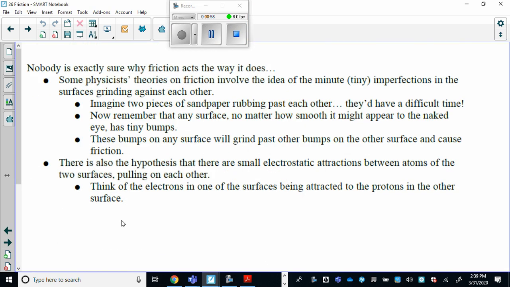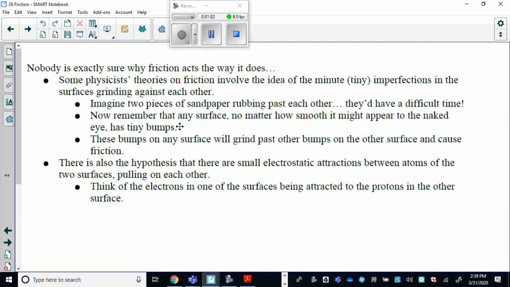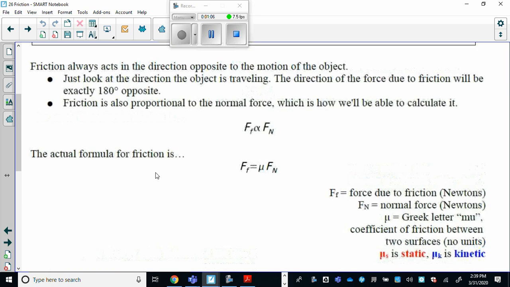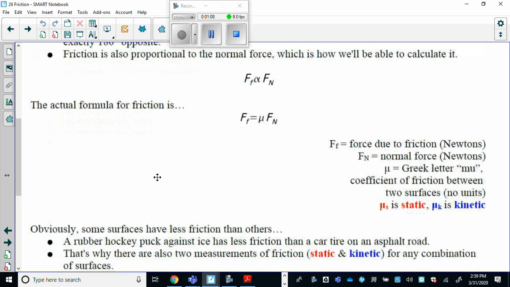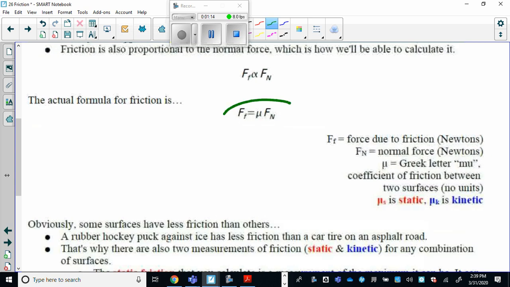And then it gives you some notes on what causes friction. And here is the formula. This is what you need to know for friction. You need to know this formula right here. It says force of friction equals mu. Mu is the coefficient of friction between two surfaces. It doesn't have any units, and it's obviously different between different surfaces.